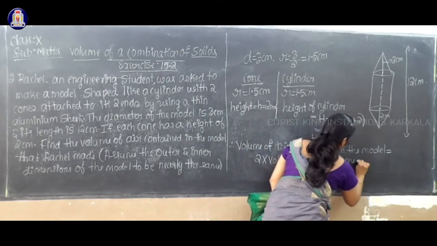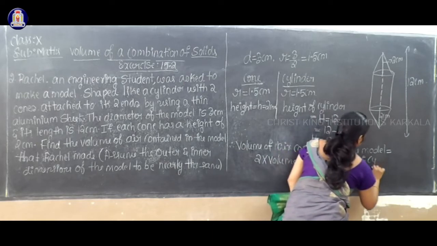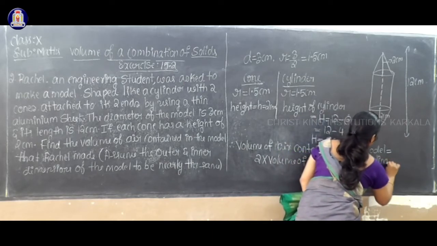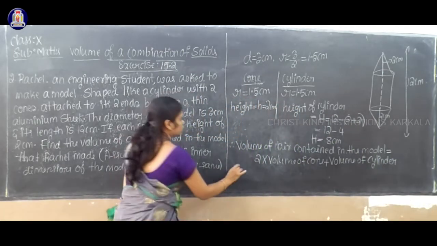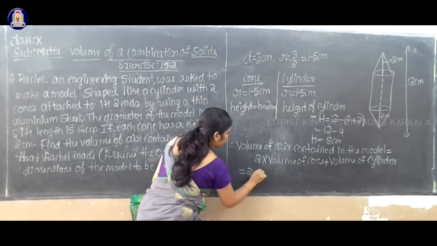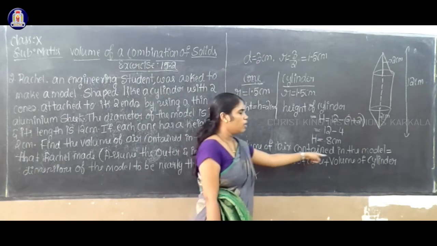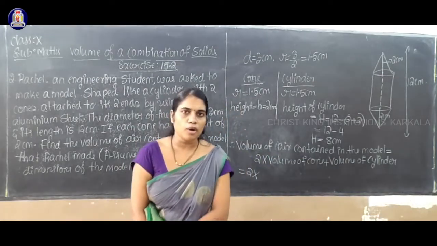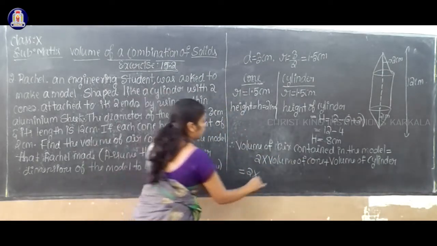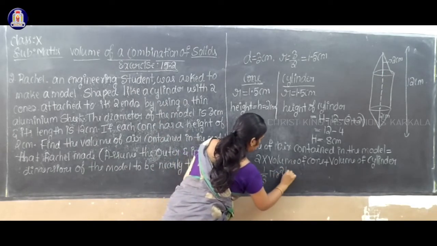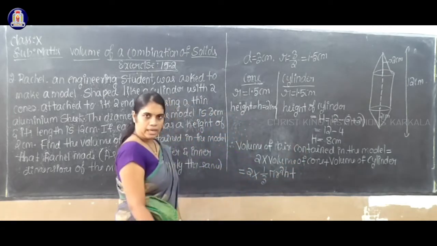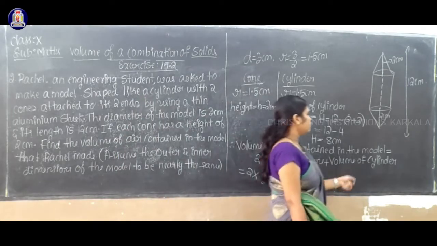Volume of a cylinder. Okay, so now we'll substitute the values. This is equal to 2 into, what is the volume of cone formula? Volume of cone is given by 1 by 3 into pi r square h plus volume of a cylinder.